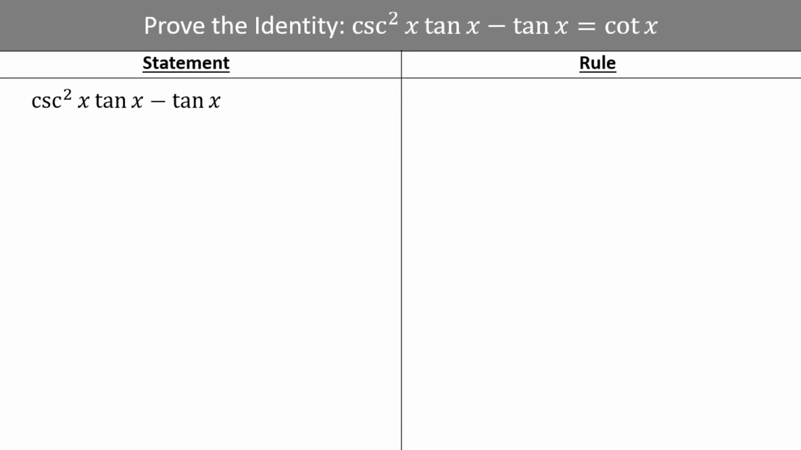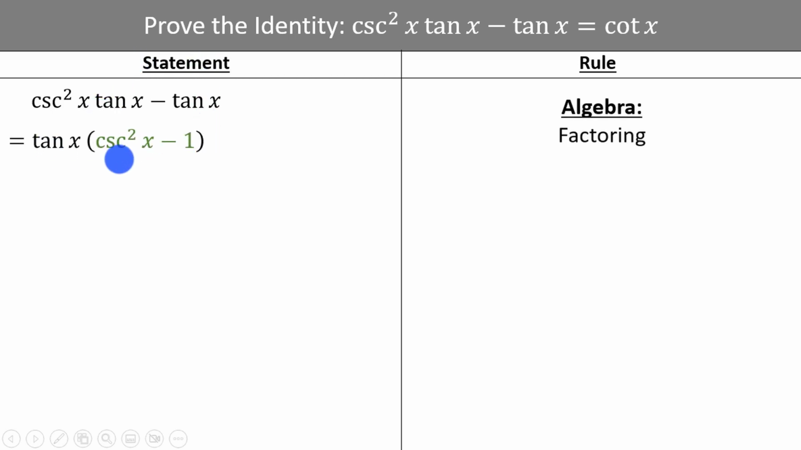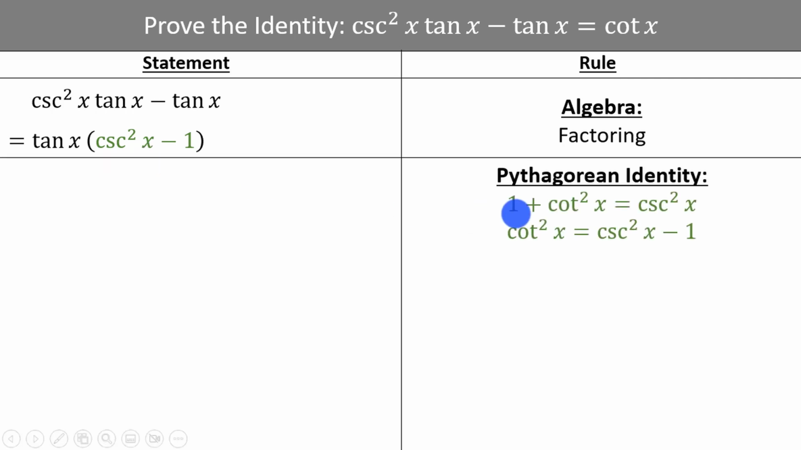Let's try to prove that cosecant squared of x times tangent of x minus tangent of x is equal to cotangent of x. I'm seeing the tangent of x in each of my terms, so perhaps I would like to factor that out. Now in parentheses, I have cosecant squared minus 1. We have a squared trigonometric function, which must be related to some Pythagorean identity. The identity is 1 plus cotangent squared is equal to cosecant squared. If you solve this for cotangent squared, you get that cotangent squared is equal to cosecant squared minus 1. We have cosecant squared minus 1 in our problem, so we can substitute in cotangent squared. We have tangent of x times cotangent squared of x.